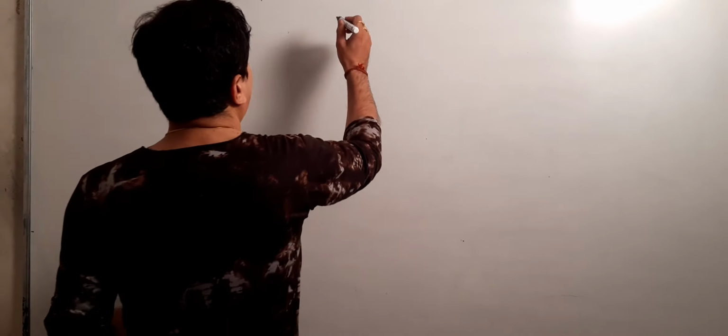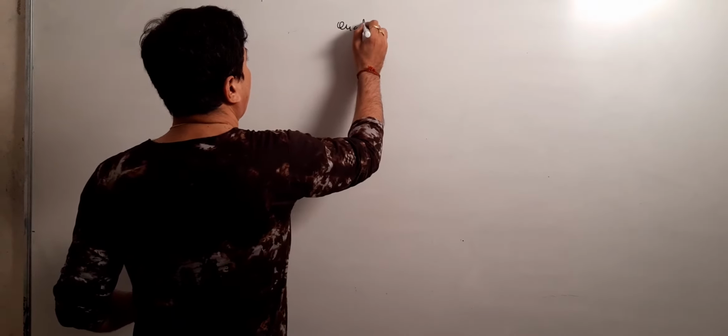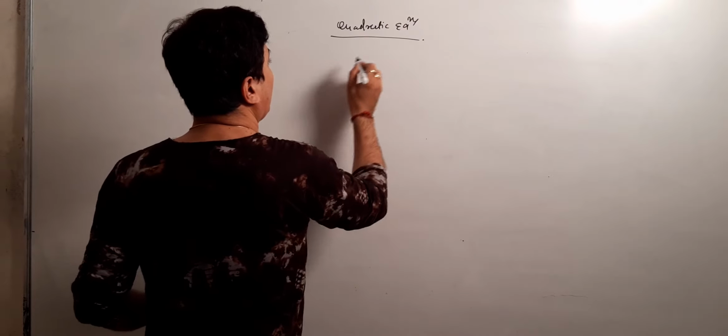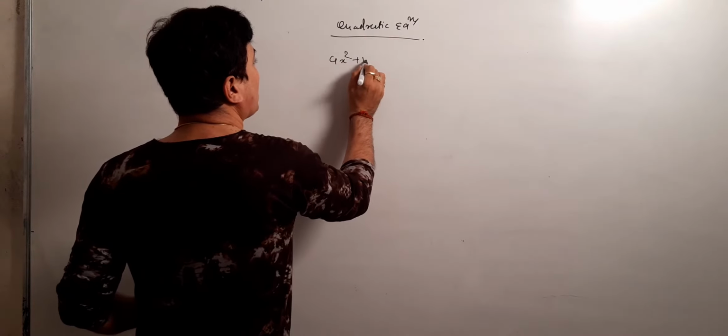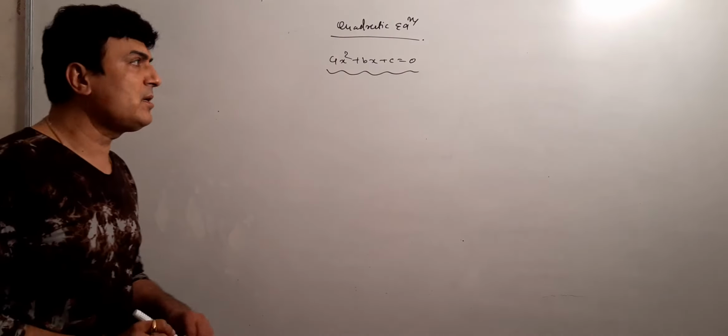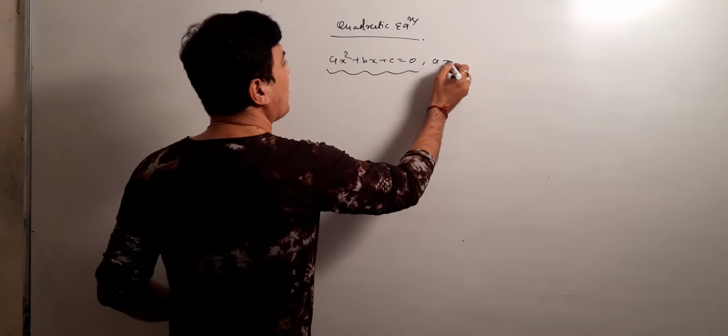Okay, start the fourth chapter, quadratic equation, and we are familiar with the quadratic equation. Ax square plus bx plus c equals to 0. This is a quadratic equation. A does not equal to 0.